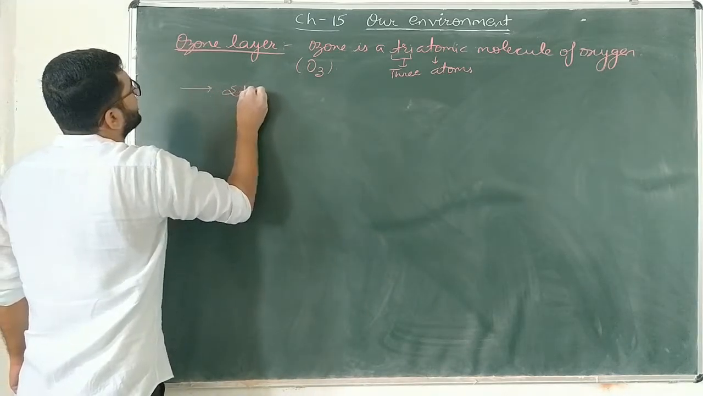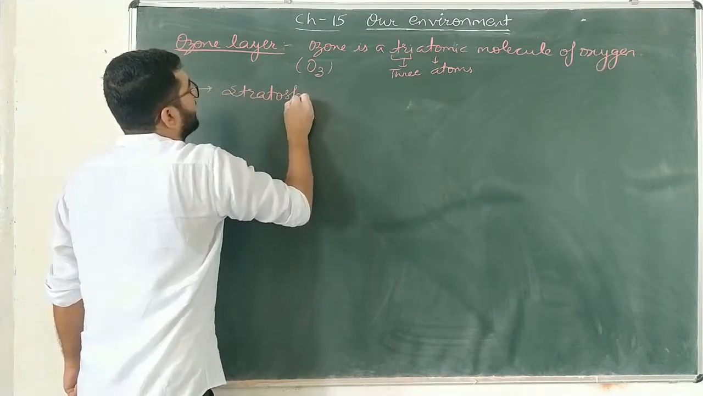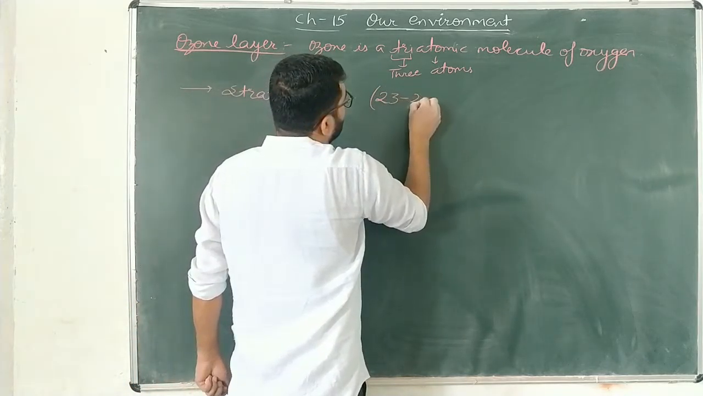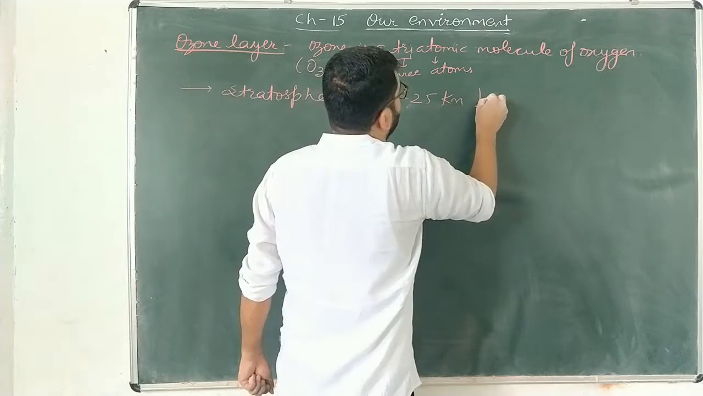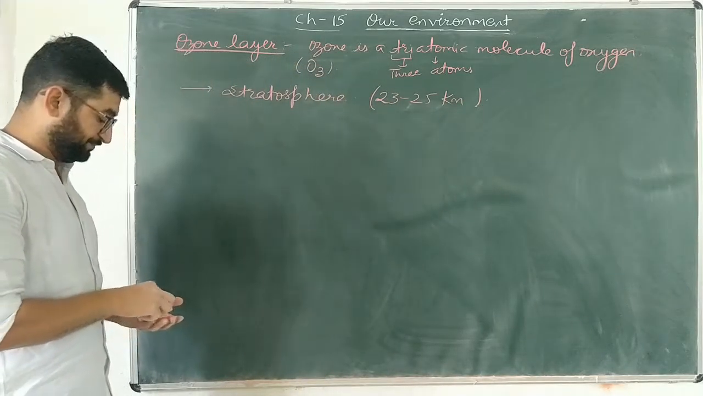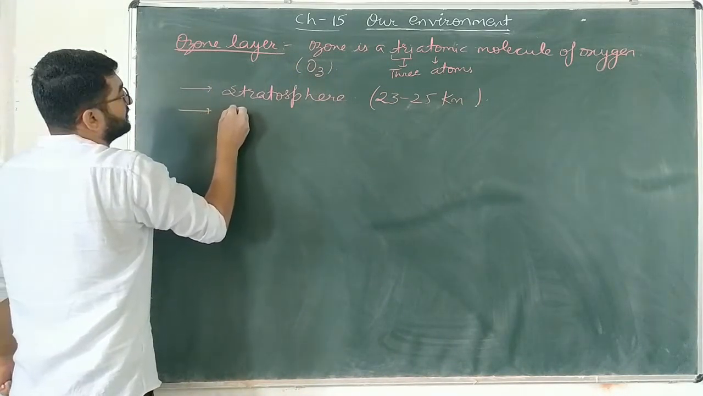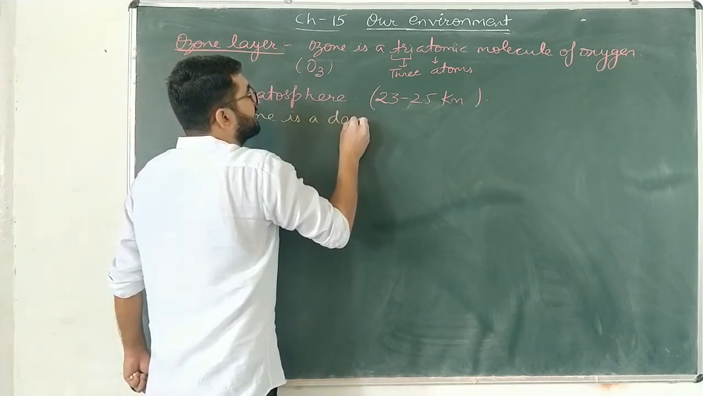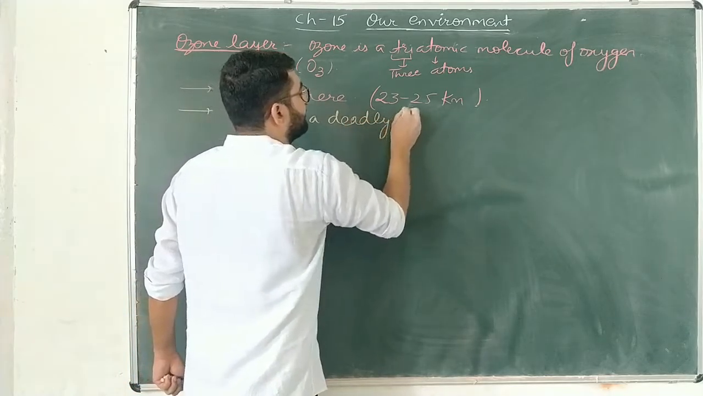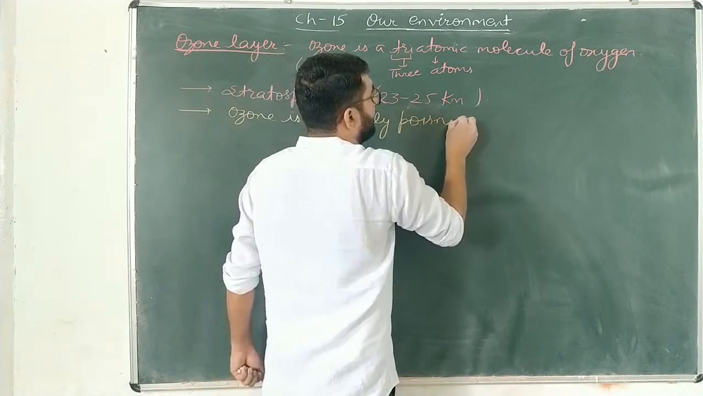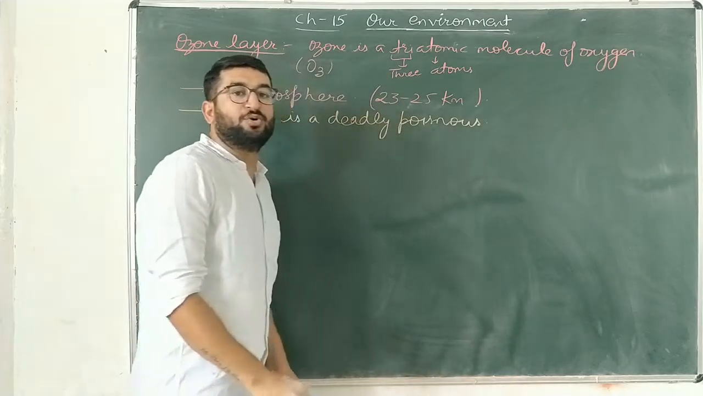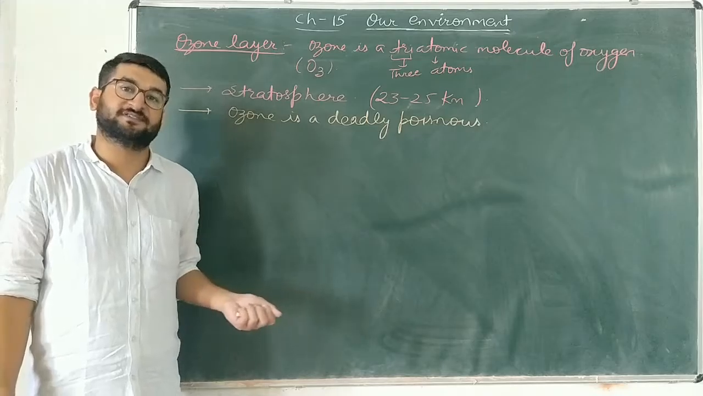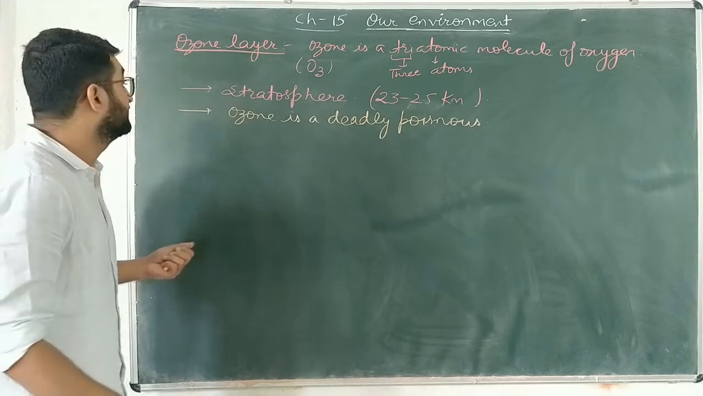The ozone layer is present in the stratosphere of the atmosphere, approximately 23 to 25 kilometers above the Earth's surface. Ozone is a deadly poisonous gas or layer. If we inhale ozone too much, then we will die very soon. It will be fatal for us. So ozone is deadly poisonous.